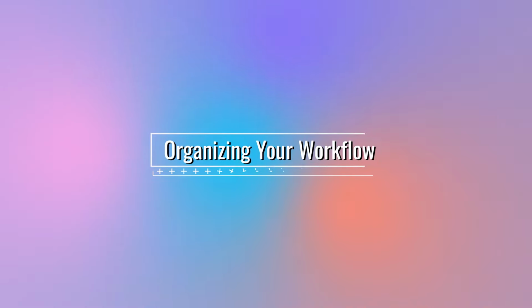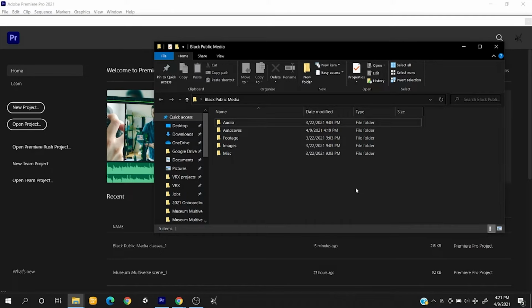What you'll need: Premiere Pro, our VR Asset Package from BPM.com, and your laptop. Organizing your workflow. So first, we're going to talk about organizing your project. You want to create a folder specifically for your project. Folders I usually create include one for footage, music, images, autosaves, and miscellaneous items.